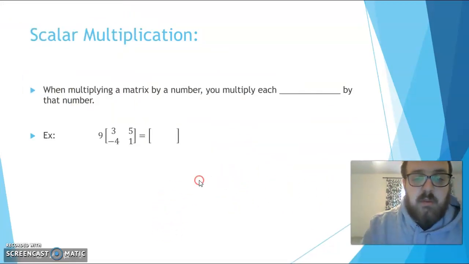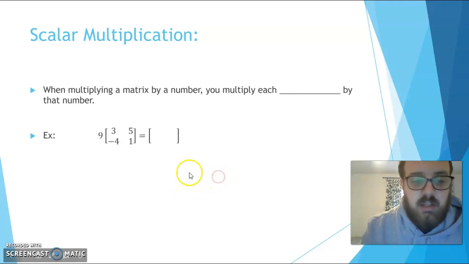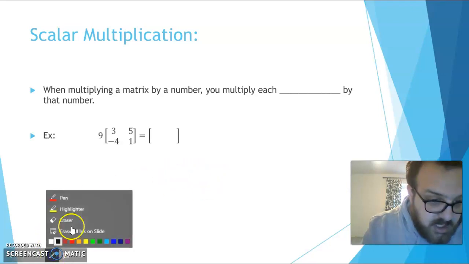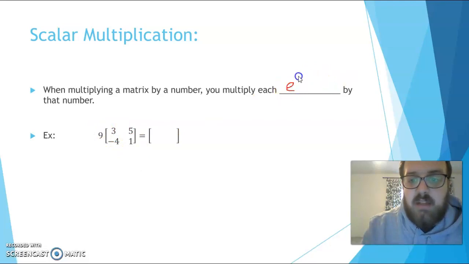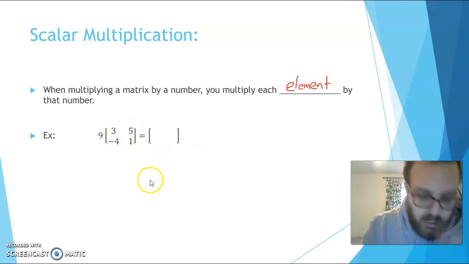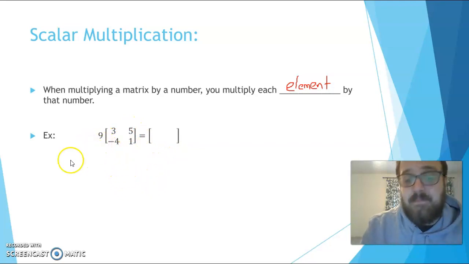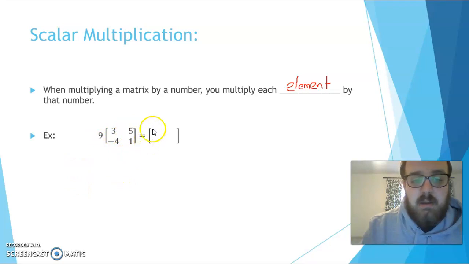Okay, so the very first one we're going to talk about is called scalar multiplication. Scalar multiplication is when you multiply a matrix by a number out front. Basically, all you do is multiply each element by that number. For example, let's say I have this matrix, 3, 5, negative 4, 1, and I want to multiply this by 9. All I do is multiply each element by 9, and then I get my new matrix. So it'll be 27 up here, 45 right here, negative 36 right here, and 9 will go here. That's scalar multiplication.